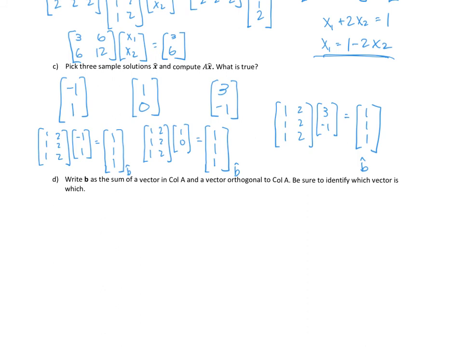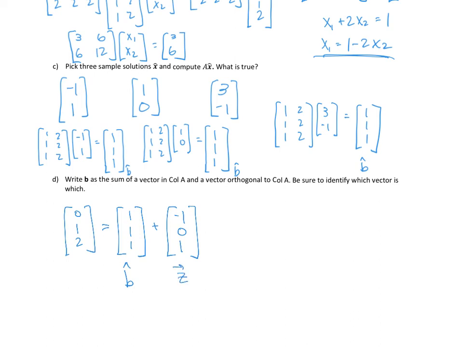So now it says write b as the sum of a vector in Col A and a vector orthogonal to that. So b was 0, 1, 2. A vector in Col A, that's my b hat, 1, 1, 1. And a vector orthogonal to that would be negative 1, 0, 1. This is b hat. This is z. This is in Col A. This is perpendicular to Col A.